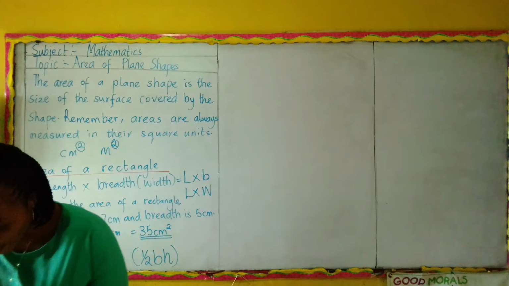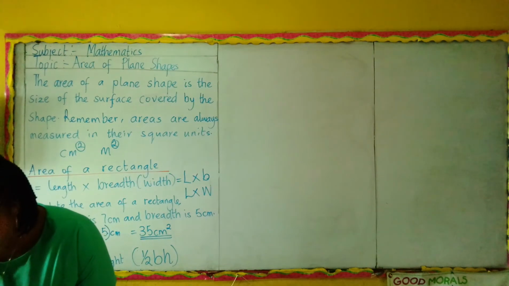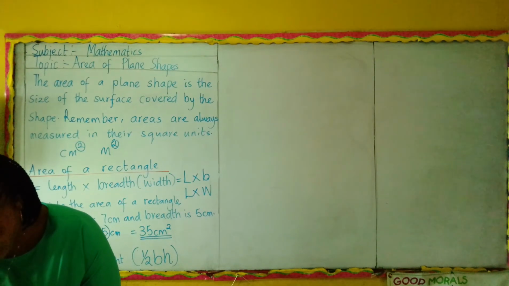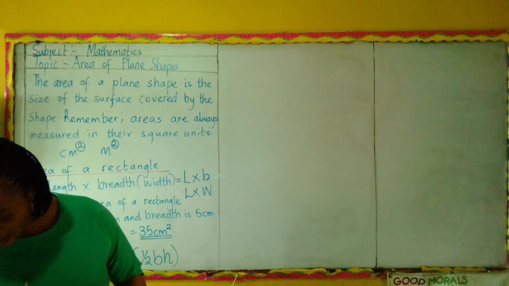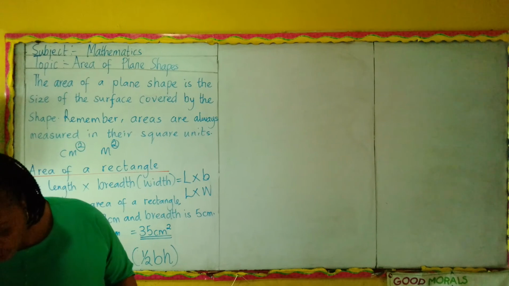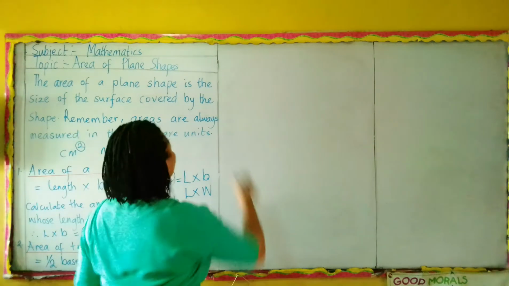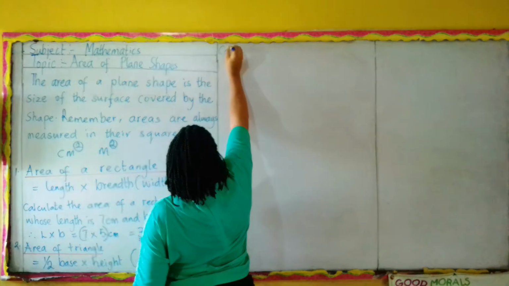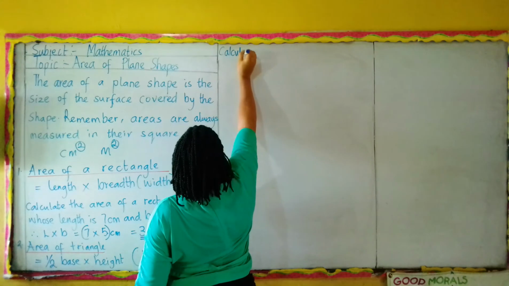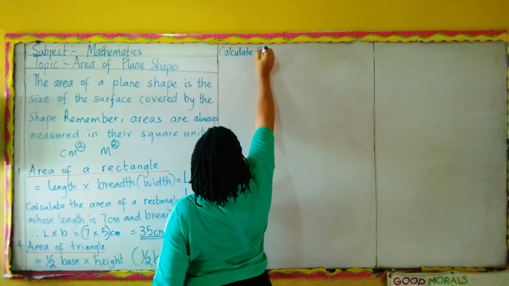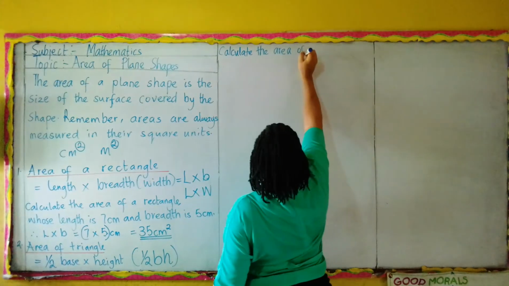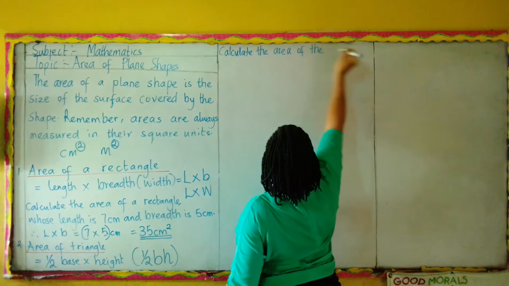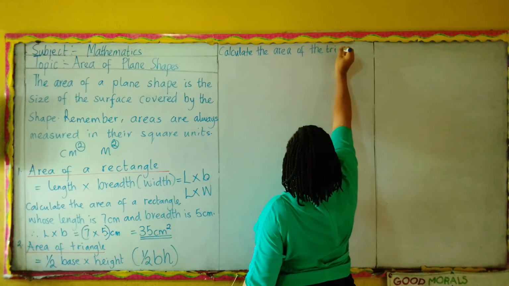It says, find the area of a rectangle. Whoa, this one is very simple and I like it so much. It went straight to the point. It said, calculate the area of the triangle.